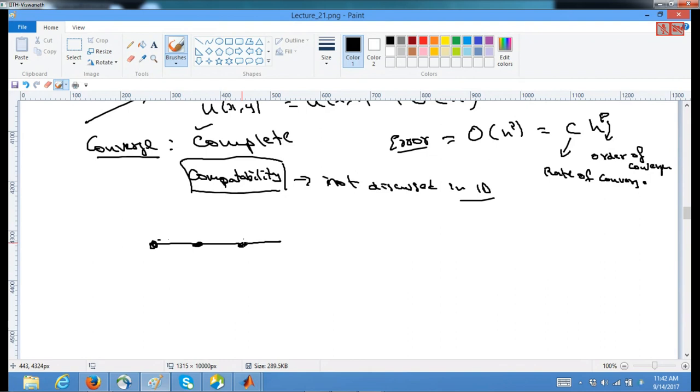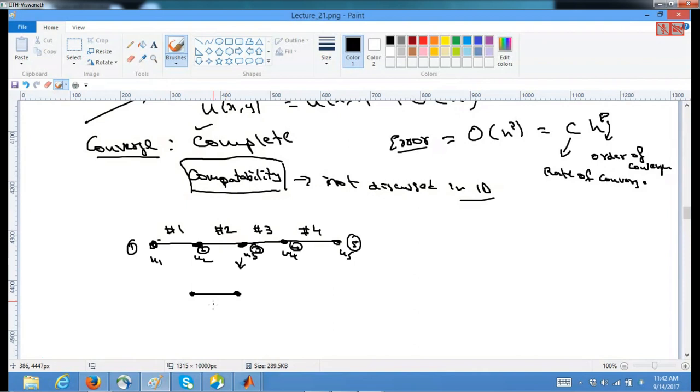But in 1D, why doesn't it happen? Let's say I have several nodes and elements that are present. Let's say I take this as element 1, this as element 2, this as element 3, this as element 4, or whatever the order is. Let us pick some element and let's see. These are u1, u2, u3, u4, u5, because the nodes are 1, 2, 3, 4, 5.